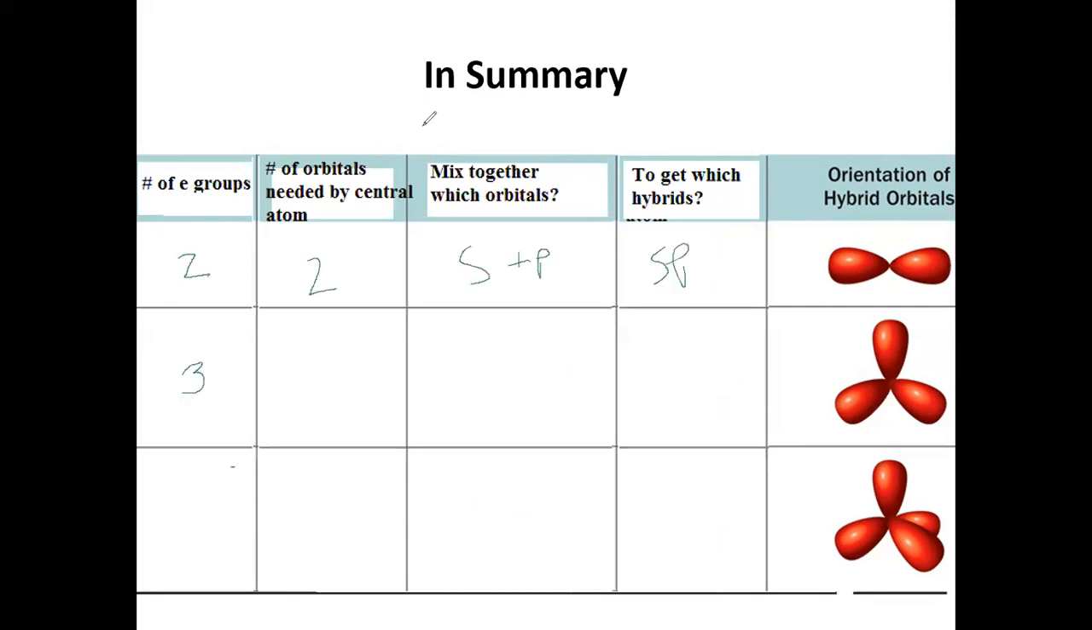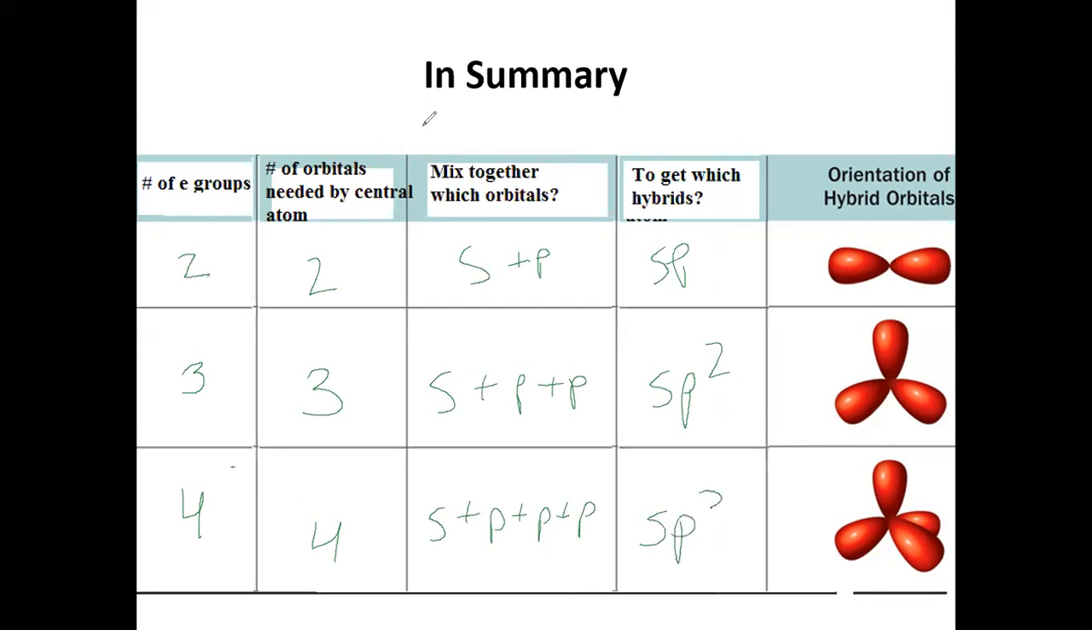There are 3 electron groups. I need 3 orbitals. Therefore, it's going to be an s plus a p plus a p. This is going to be sp2, and then I need 4. So then 4 orbitals are going to be needed. So then it's going to be s plus p plus p plus p. This is going to be sp3. All right, so that is that chart filled out correctly. Sorry about that. So this is what your hybridization is.